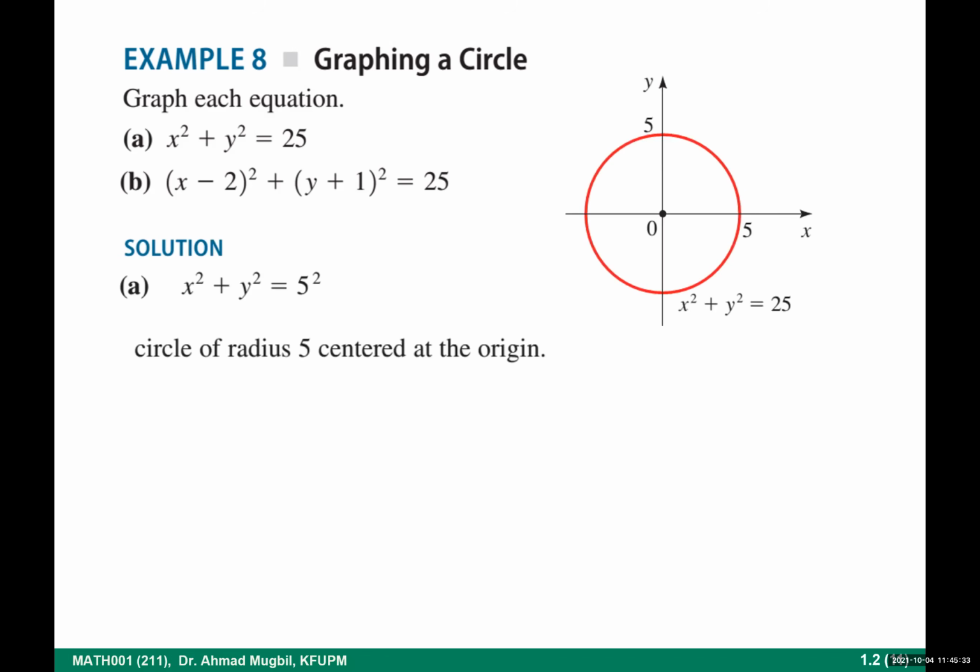This is a circle, and of course I assume that if I give you the circle without mentioning the equation, you will say that it is a circle whose equation is x squared plus y squared equals 25. Now, who can tell me what is the second equation here? This equation is for which circle?